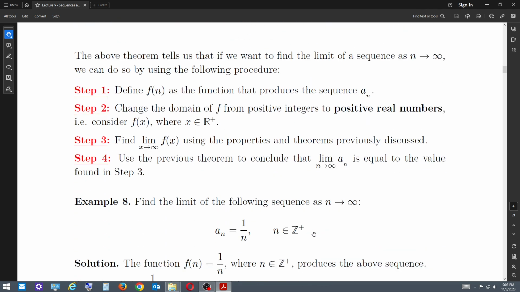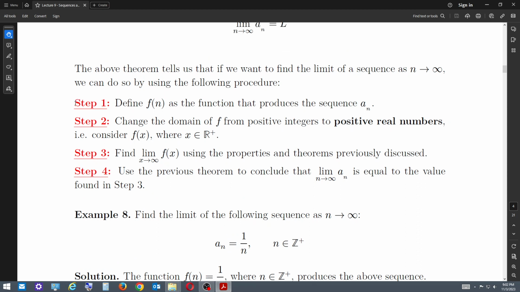So if I ask you to find the limit of an infinite sequence, I would expect you to go through these four steps. First, we define the function f. We let f(n) be the same as the function that produces the sequence. Essentially, this means you let f(n) be equal to whatever a_n is. And then the second step is, we change the domain of the function f. Rather than integers, we change the domain to positive real numbers.